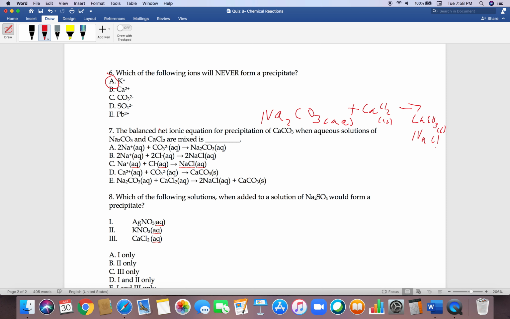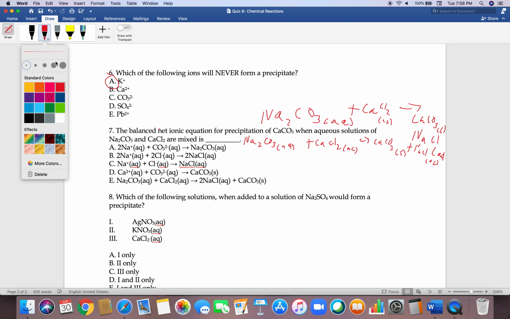So let's make this a little bit cleaner down here and write it a little bit smaller. Sodium carbonate, aqueous, plus calcium chloride, aqueous, gives us calcium carbonate, solid, and sodium chloride, aqueous. So this is the balanced molecular equation.